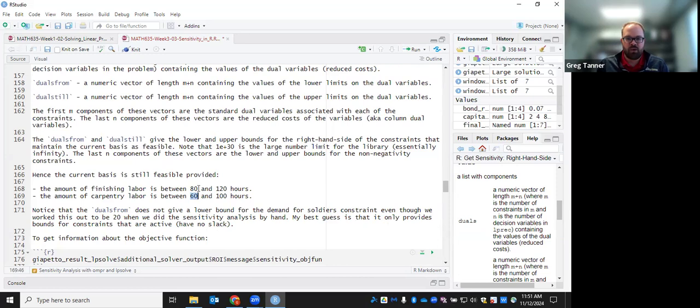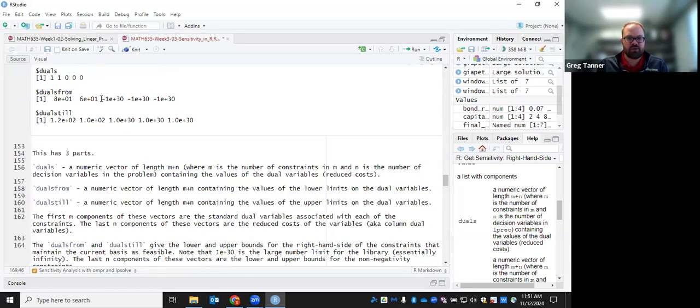Okay. What you'll notice for the third value here is that it goes from essentially negative infinity to infinity for the limits of the right-hand side of the demand for soldiers constraint. When we worked this out, we saw that there actually was a lower bound for the demand of soldiers of 20, in that we're currently making 20 soldiers, and if we have less than 20 soldiers worth of demand, then we can't make those 20 soldiers.